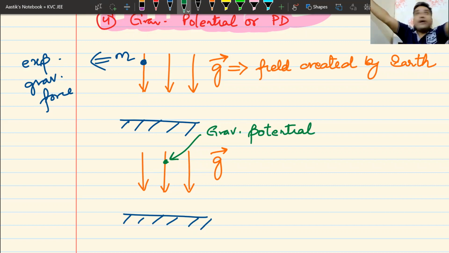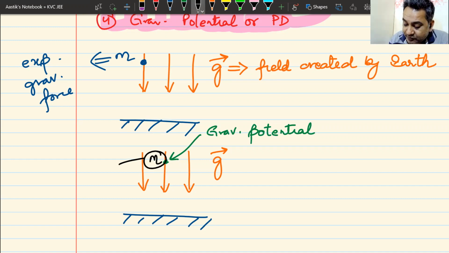Work is free. I can do a lot of work if I put things over those points. But when there is nothing there, what will happen? Nothing will happen. So it has potential. As soon as I put a block of mass m here, the black one, this block of mass m now has gravitational potential energy.